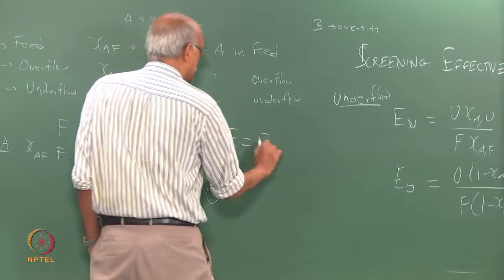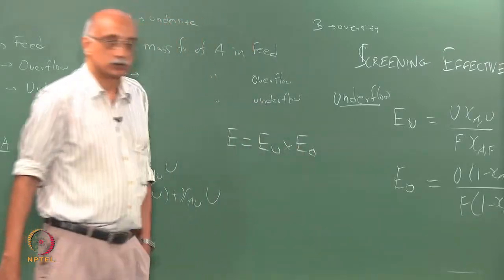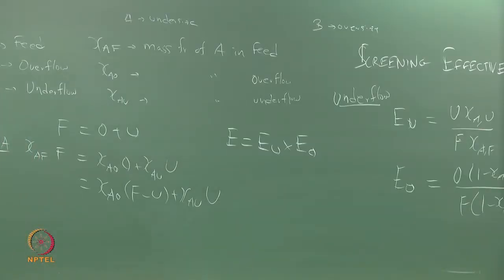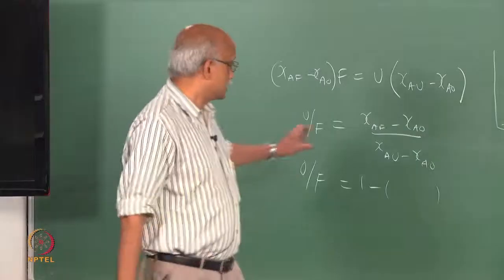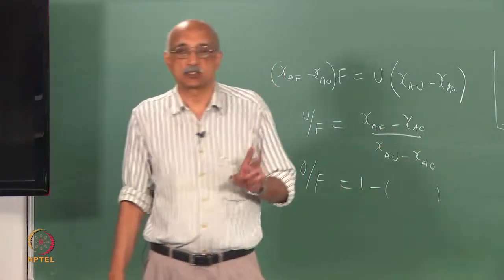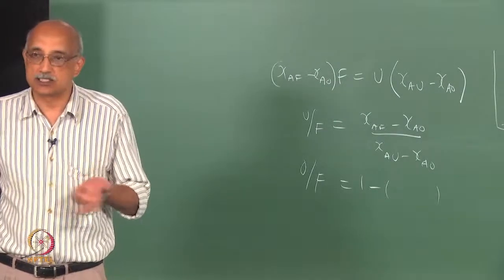E equals EU times EO. So, just go through this exercise. Basically, once you write this, you will be able to express this overall screen effectiveness just in terms of the mass fractions of A and B in the underflow and overflow streams, which you can easily measure.